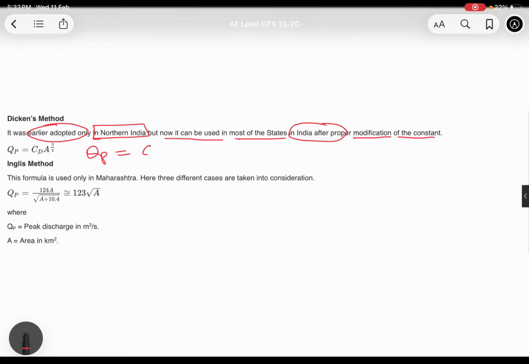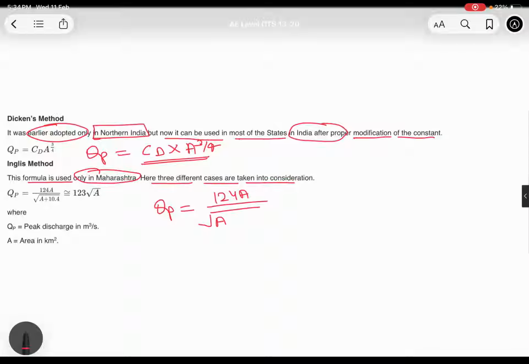QP is equal to C D into A to the power 3/4. This formula is used only in Maharashtra. Here, three different cases are taken into consideration. QP is equal to 124A divided by square root of A plus 10.4, nearly equal to 123 square root of A. QP is the peak discharge in meter cube per second. A is the area in kilometer.